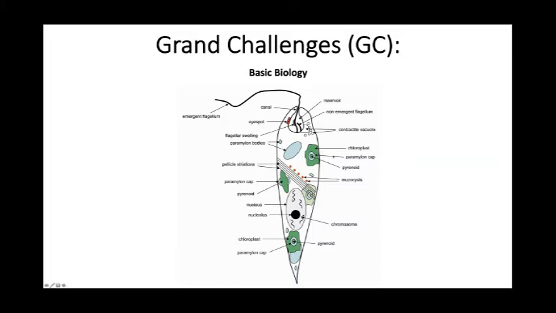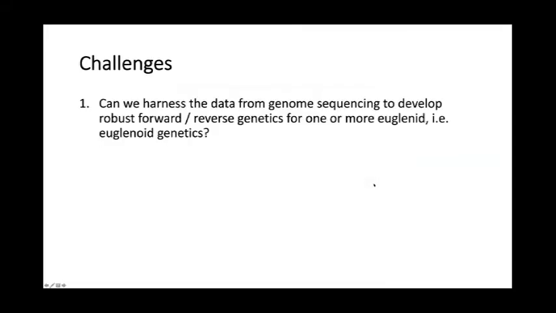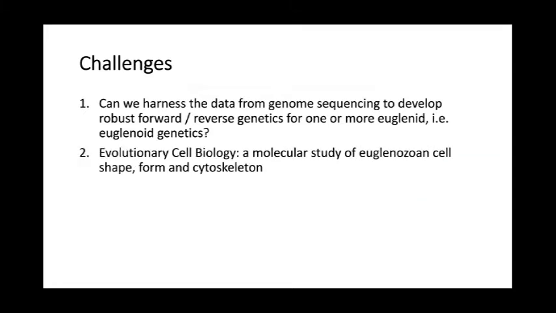So our challenge here was the basic biology of euglenoids, what we know and what we can do about them. The three challenges we were looking at were, one, can we harness the data from genome sequencing to develop robust forward and reverse genetics for one or more euglenoids, that is, euglenoid genetics? Can we actually do some manipulation? From some of the talks we saw yesterday and today, it looks like some people are possibly making inroads into that area. Two, evolution of the cell biology.